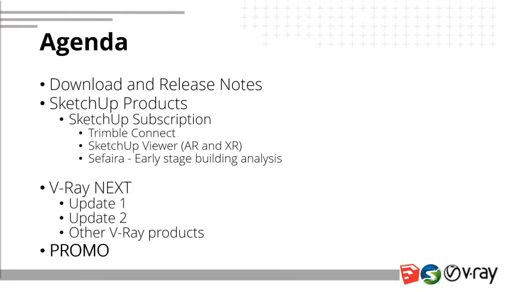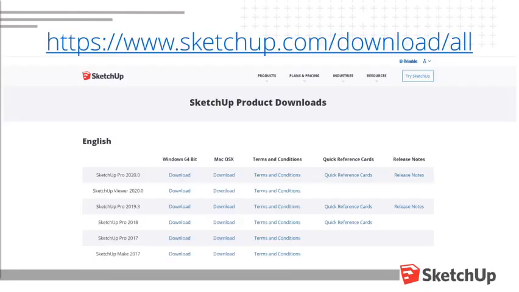Just a quick glance of the things that I'm going to discuss. Some of you may know SketchUp 2020 was released on January 28th. On SketchUp's website download page, the latest version is shown, and same as before, it's available for those who use Windows or Mac OS. And as you can see on the right side, there is a release note.